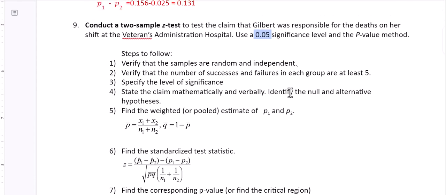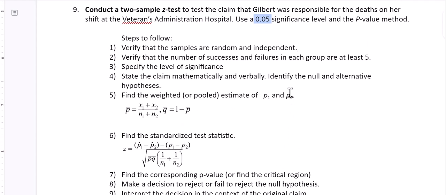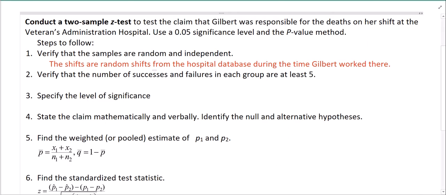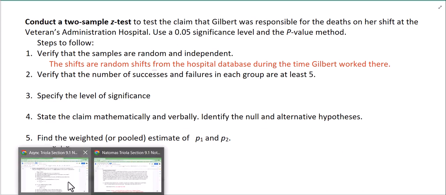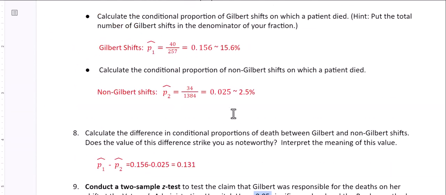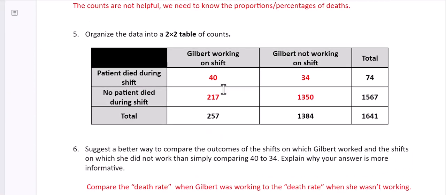All right, so let's follow those steps for this particular study. First, in verifying that the samples are random and independent, we can say that they are because the shifts are random shifts from the hospital database during the time that Gilbert worked there. Now let's verify that the number of successes and failures in each group are at least 5. This is where the table comes in pretty handy, because when we look at the table, we can see the numbers right away.